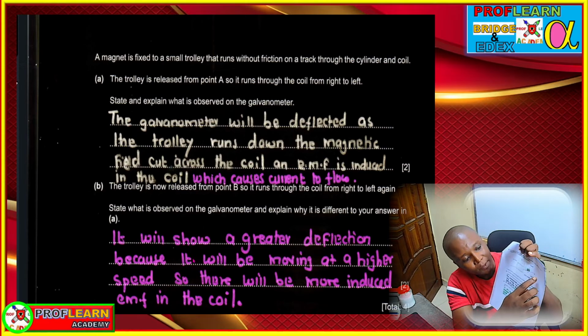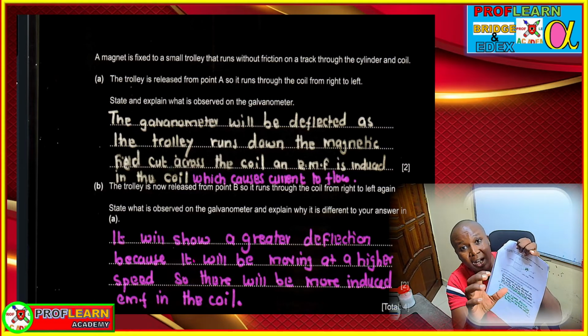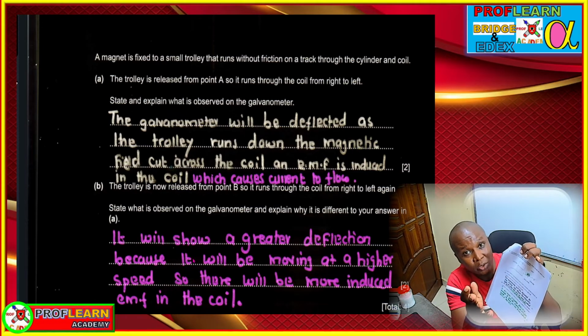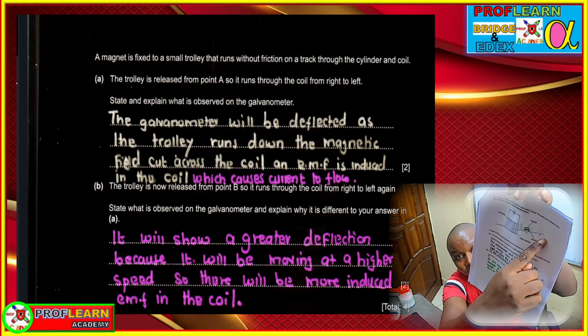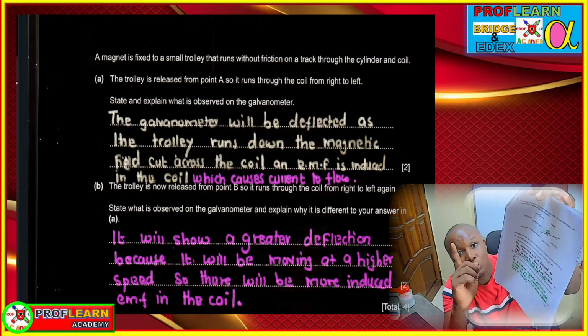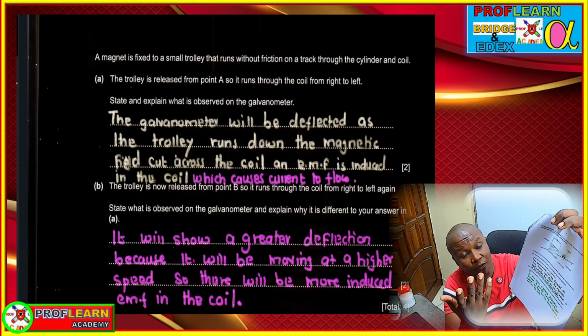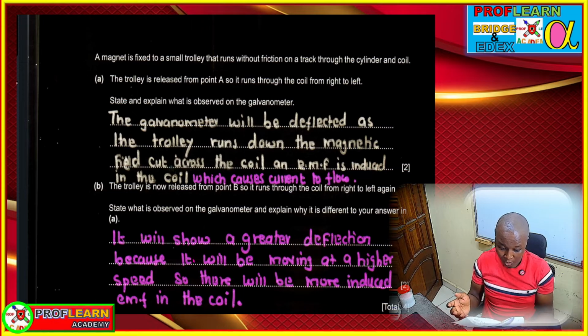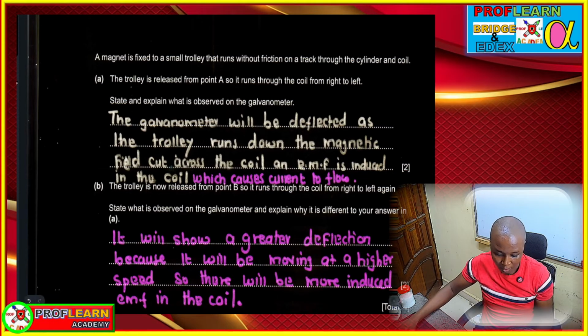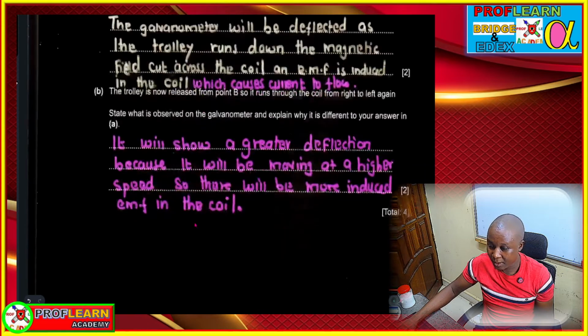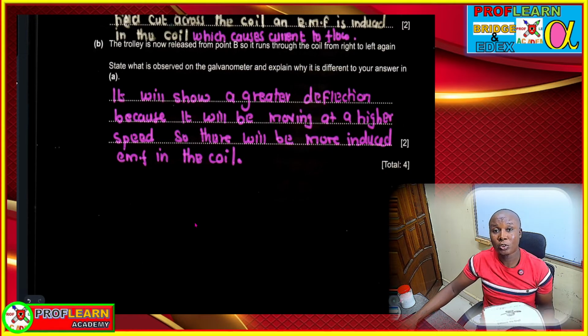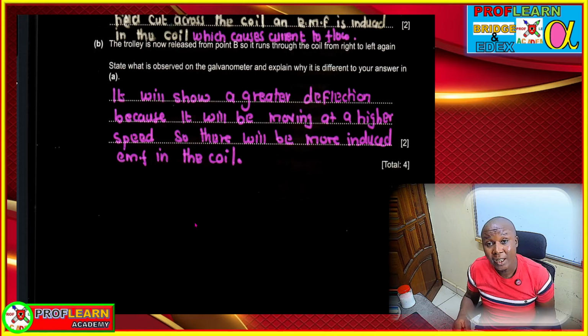What does that mean? If it's moved to the higher point, it's going to have higher potential energy. And remember, when the trolley is moving down, the potential energy will be converted to kinetic energy. So it will have higher kinetic energy, and when it runs across, it will run at a higher speed. So it's going to cut across the coil faster, and a larger EMF is going to be induced. So it will show a greater deflection because it will be moving at a higher speed, and a large EMF is going to be induced.